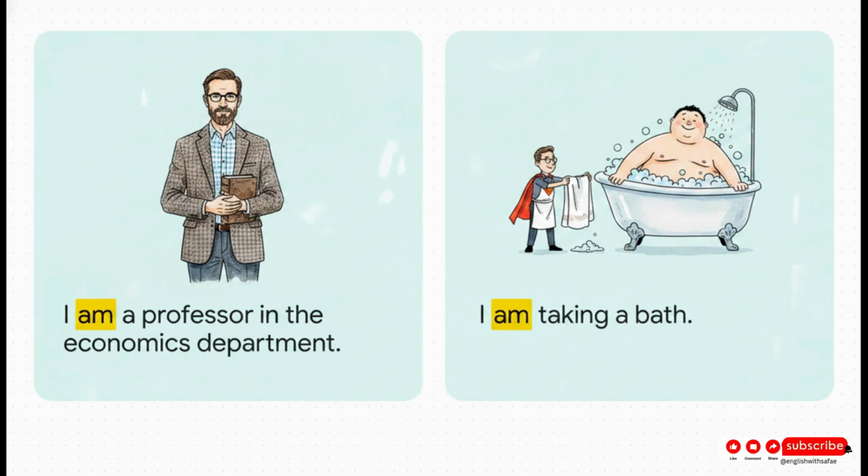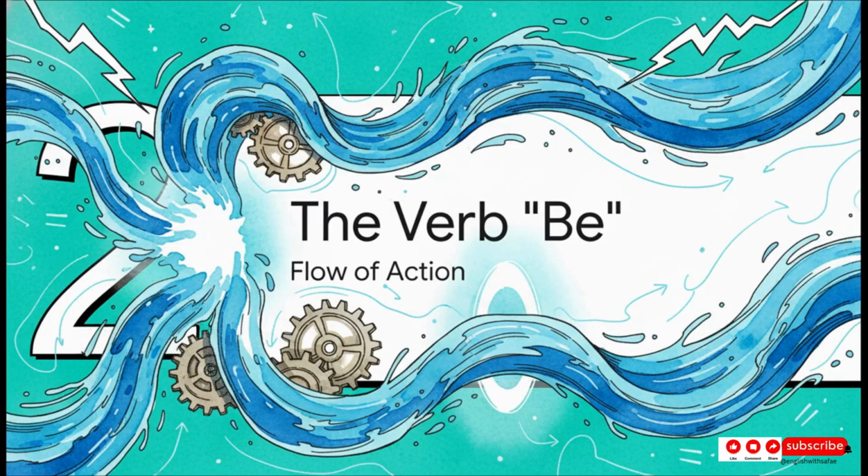Take a look at the left. I am a professor in the economics department. Here, am is doing all the work alone. It's the main verb. But on the right, I am taking a bath. Suddenly, taking is the main action, and am slides perfectly into that sidekick role as the auxiliary verb. It's pretty brilliant. Moving on to section 2, the verb be.